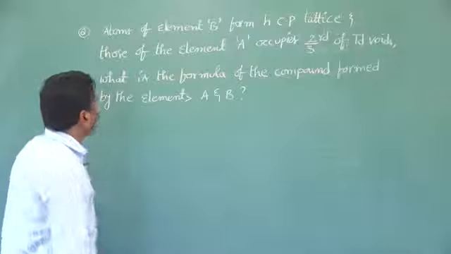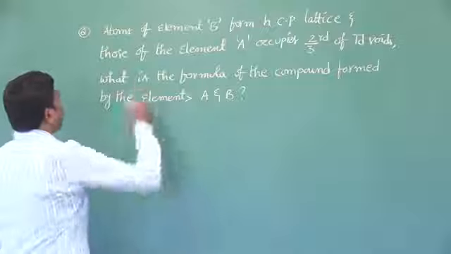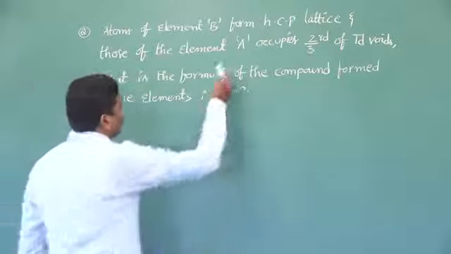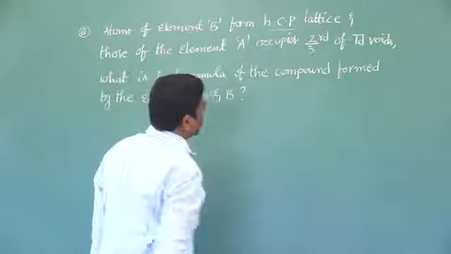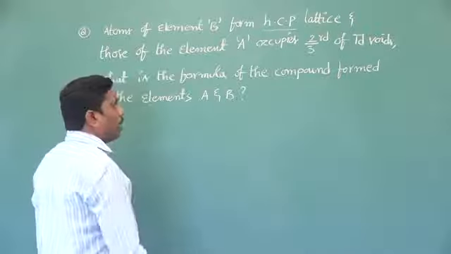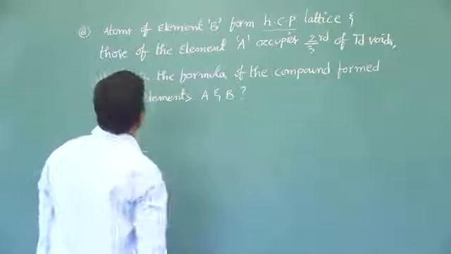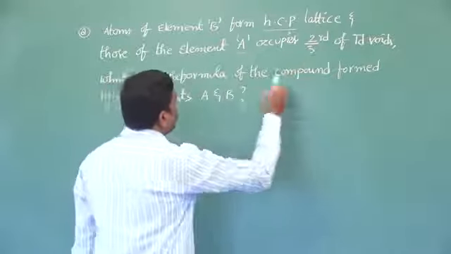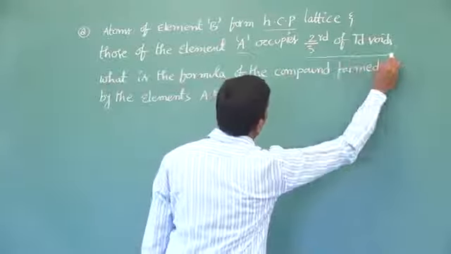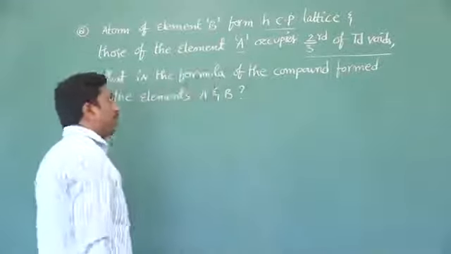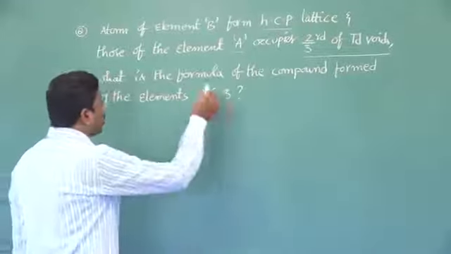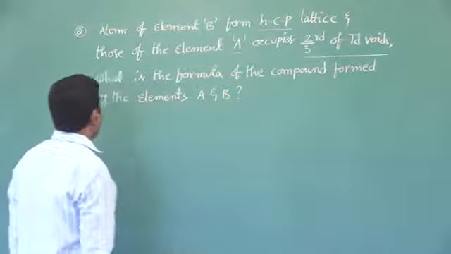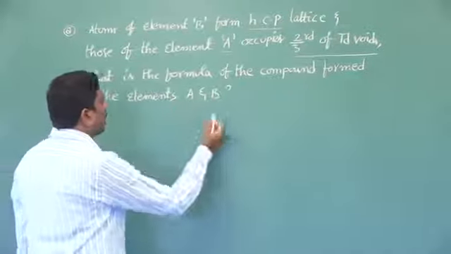See next question. Atoms of element B form HCP. It's a three-dimensional close packing. We already observed that lattice. And those of the element A occupy 2/3 of the tetrahedral voids. What is the formula of the compound formed by the elements A and B?